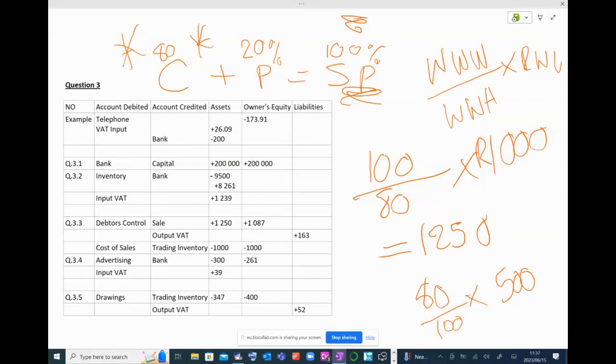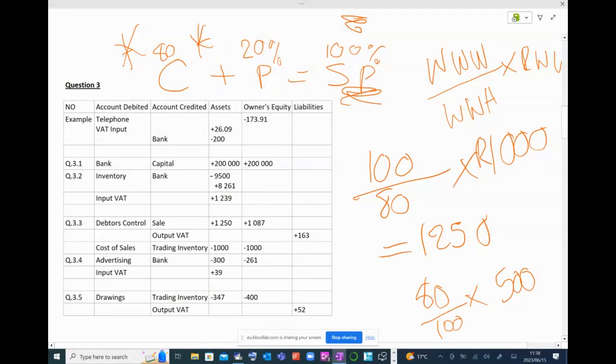We know drawings always negatively affects equity, it reduces it. Trading inventory is exclusive of VAT, but drawings is not exclusive of VAT. For you guys it would just be negative 400 because they said to ignore that. In fact, in the example they should not have included that if they said to ignore it, because that just confuses people. Then output VAT, there you go.